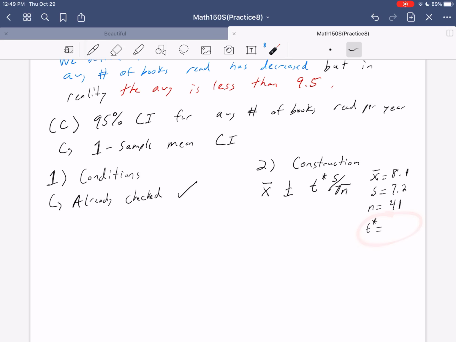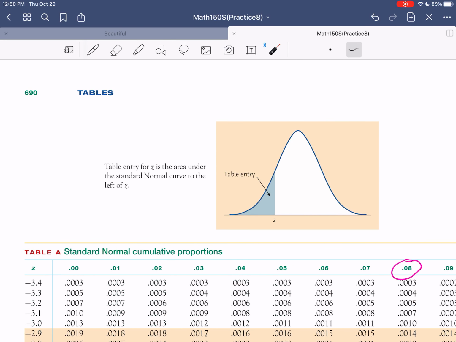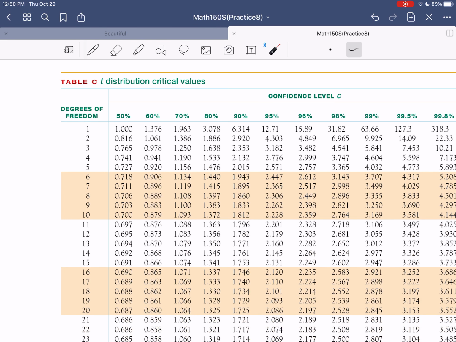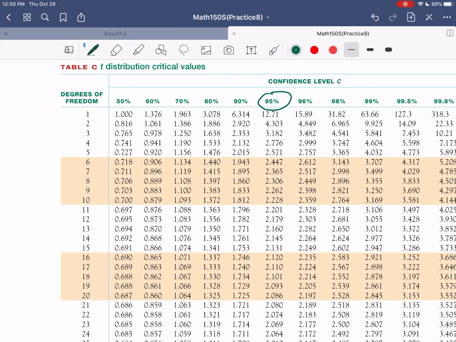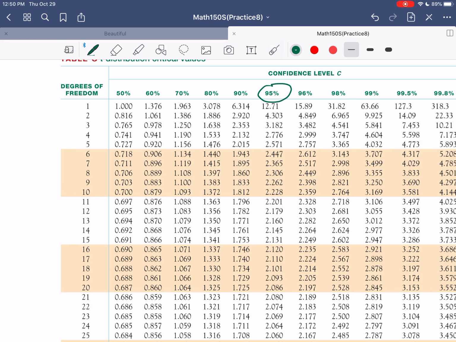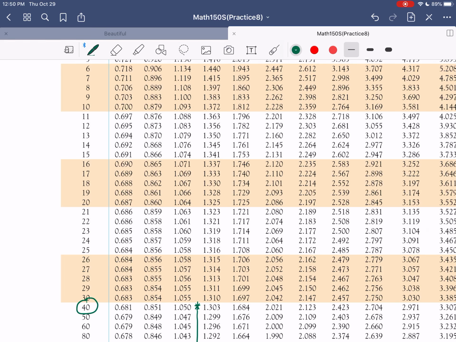For t star, remember this is based on your confidence level. So to find this t star, we're going to use table C. We still need our degrees of freedom, which remember is 40 here, n minus 1. And we need our confidence level, which we were told is supposed to be 95%. We're going to intersect those two together, and that gives us our t star. So let's go ahead and do that. So if we go here, we're looking for 95%, which is right there, and 40 degrees of freedom. There. Oh, we need to zoom out just a little bit.